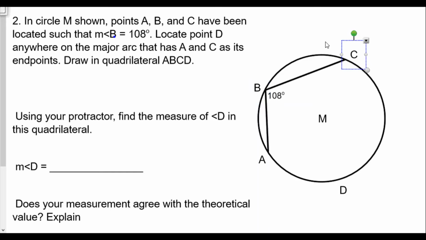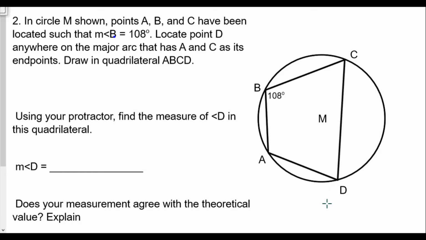Okay, and so we're going to connect the line segments. And again, it didn't matter as long as D was somewhere, let's put it over here, D was somewhere opposite of angle B. So now what we're going to do is the following.